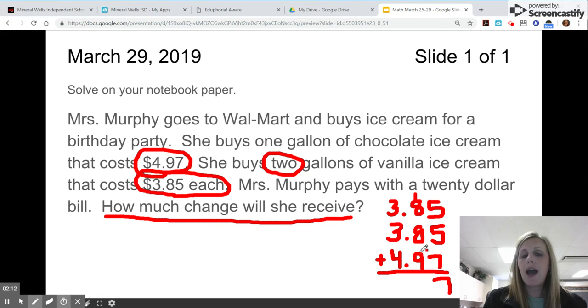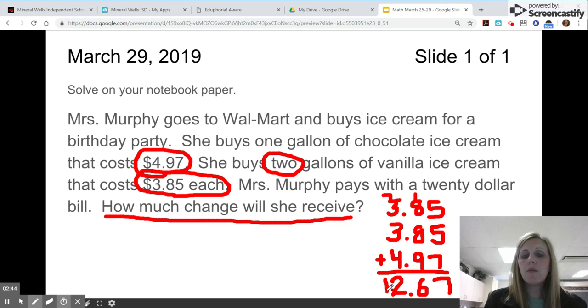So now I see this 1 and this 9 as a buddy. That gives me 10. 10 plus 16, because 8 plus 8 is 16, gives me 26. So I'm going to put my 6, regroup my 2. But I'm going to go back and put my decimal before I forget. Drop it down. Now I have 2 plus 3 is 5, and another 3 is 8, and 8 plus 4 is 12.